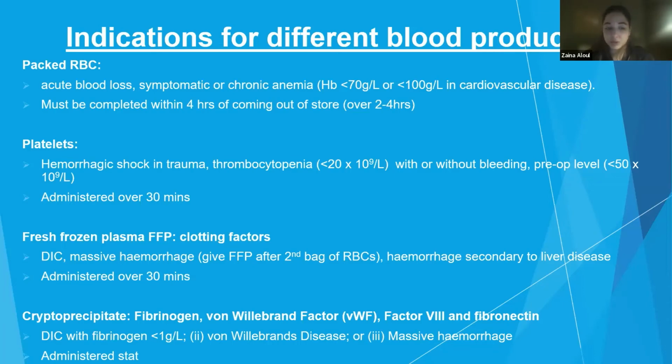And the last one is cryoprecipitate. I think there's a typo in the slides. We'll make sure to fix that. And that's basically frozen, and it's composed of fibrinogen, von Willebrand factor, factor VIII, and fibronectin. So also things involved in the clotting cascade. And it's also given for DIC, von Willebrand disease or massive hemorrhage, and that's usually given stat, so not over a period of time.